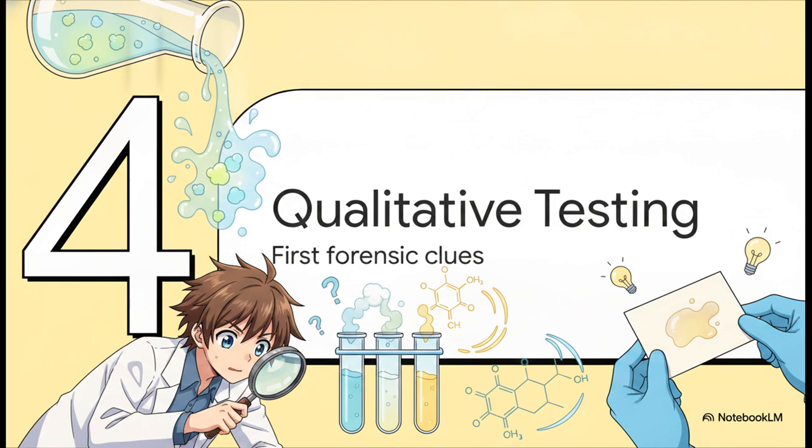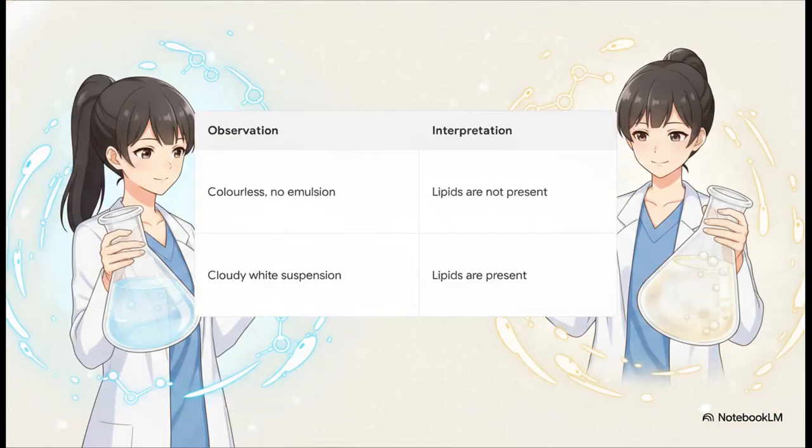All right, Section 4, qualitative lipid testing, finding our first clues in the forensic lab. So we've extracted what we think are invisible fats into our solvent. But how do we actually prove they're there? Simple preliminary tests can give us immediate, satisfying answers.